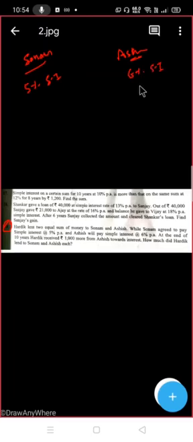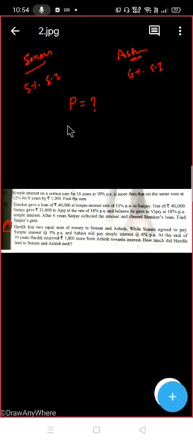Simple interest. What else? At the end of 10 years, Hardik received 1,000 more from Ashish toward interest. How much did Hardik lend to Sonam and Ashish? Okay, so do you know what you have to find here? You have to find P. P is same for both of them. Is that clear to you?